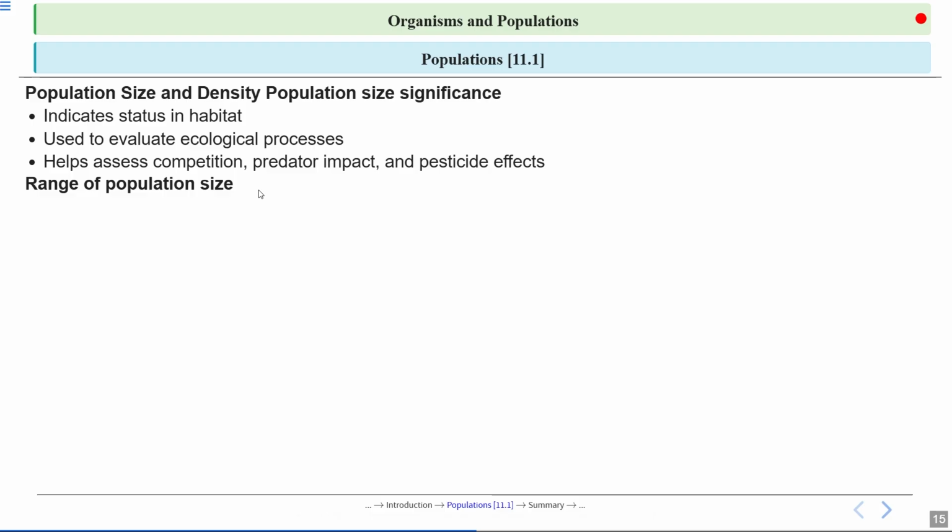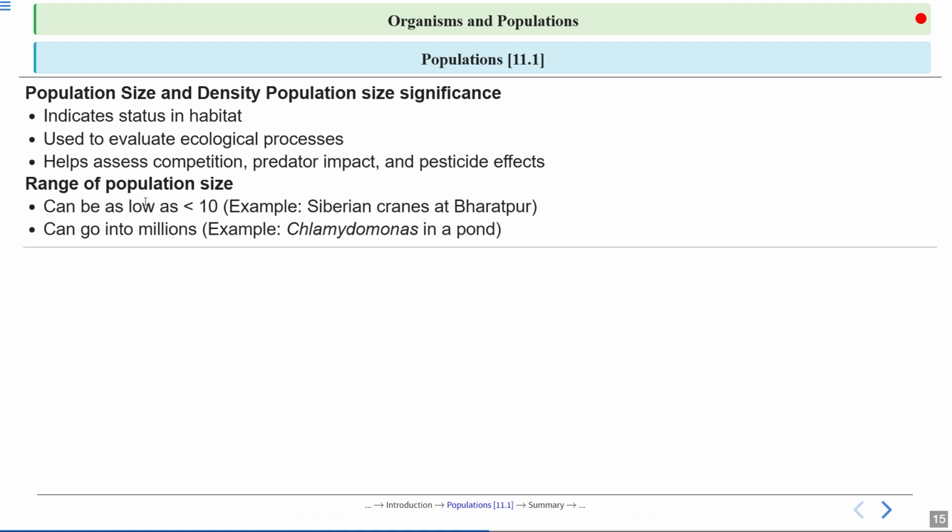What can be the range of population size? It can be as low as less than 10, for example, Siberian cranes at Bharatpur, or it can go to millions, for example, Chlamydomonas in a pond. This is clear?